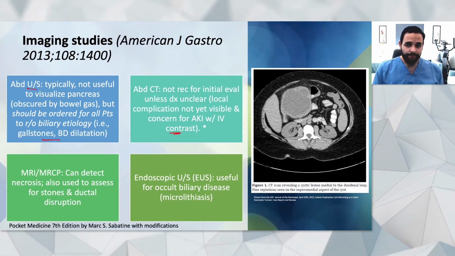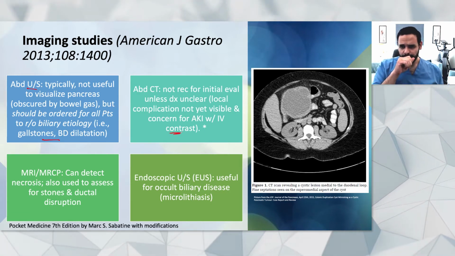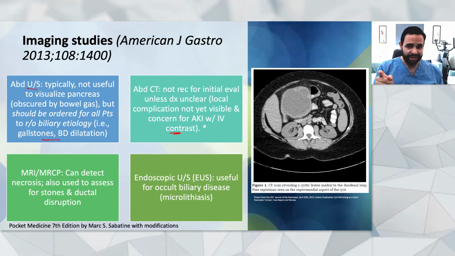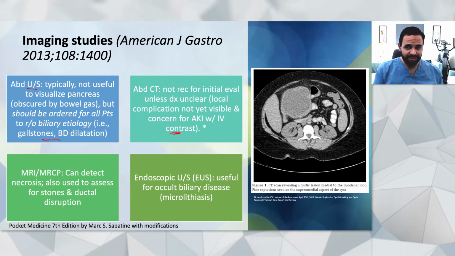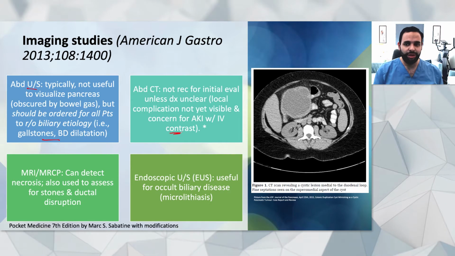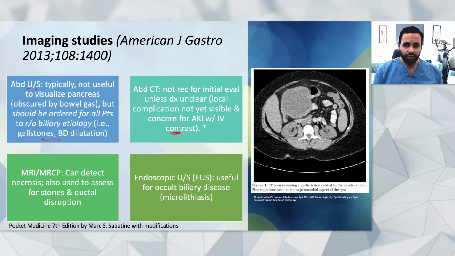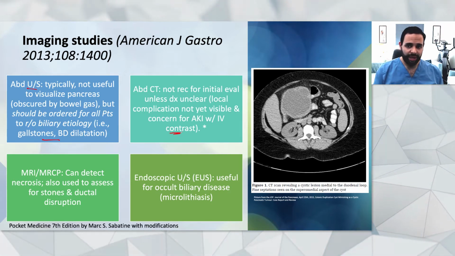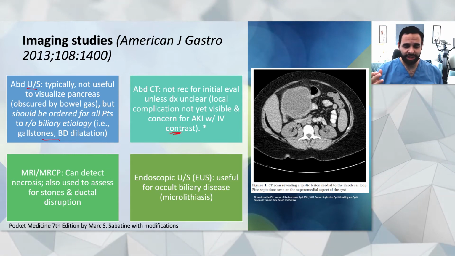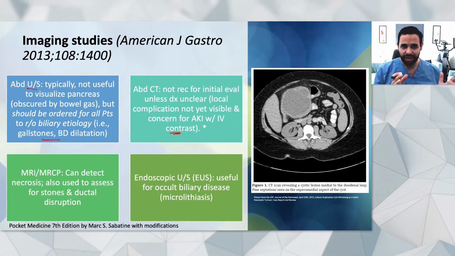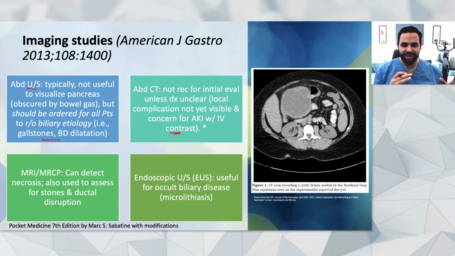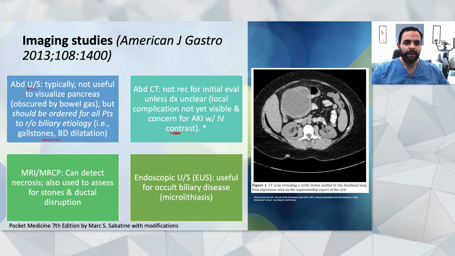So for CT, if the pain is persistent and/or clinical deterioration after 48 to 72 hours is unclear, then you use contrast CT to rule out local complications, including necrosis, fluid collection, etc. So you diagnose clinically, as we said, and then you use CT to rule out the complications.